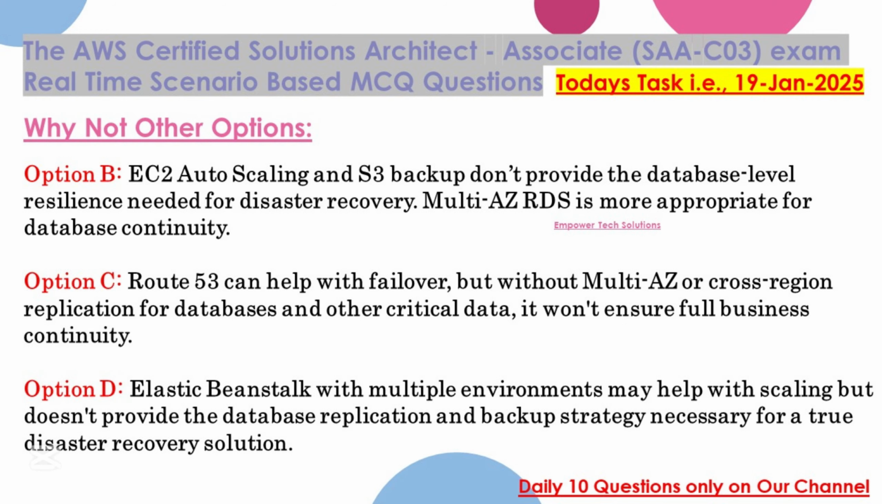Option B, EC2 auto-scaling and S3 backup don't provide the database-level resilience needed for disaster recovery. Multi-AZ RDS is more appropriate for database continuity. Option C, Route 53 can help with failover, but without multi-AZ or cross-region replication for databases and other critical data, it won't ensure full business continuity.